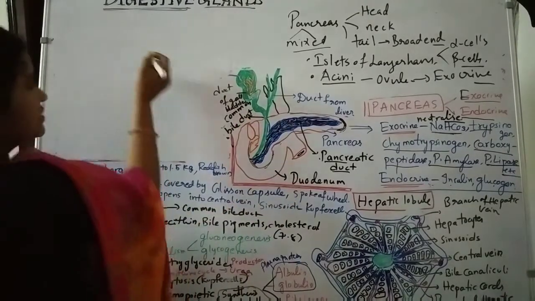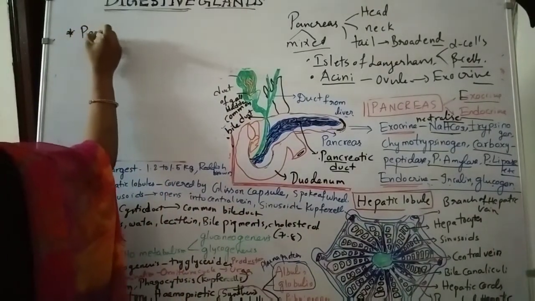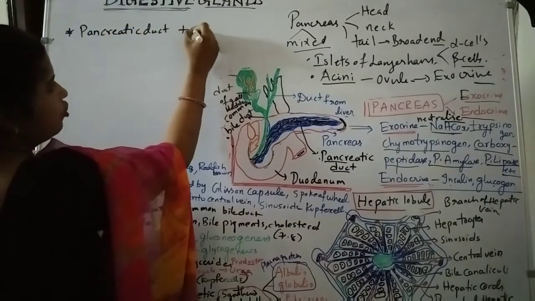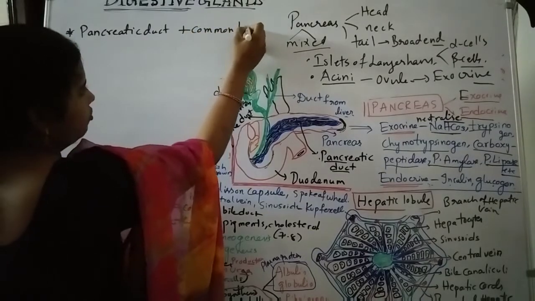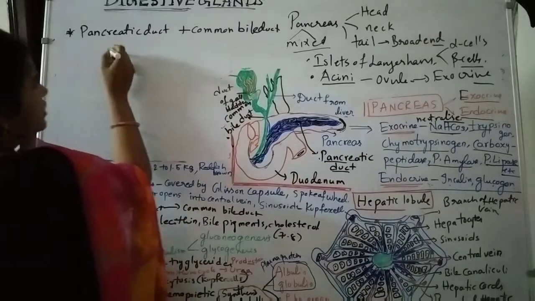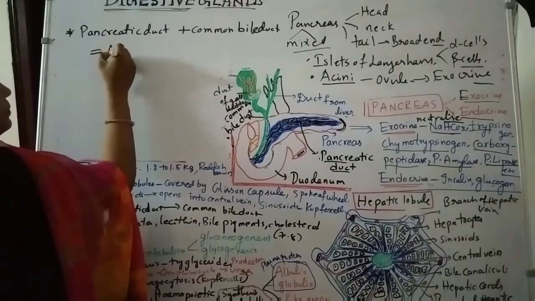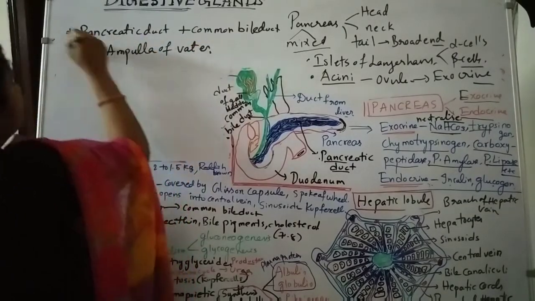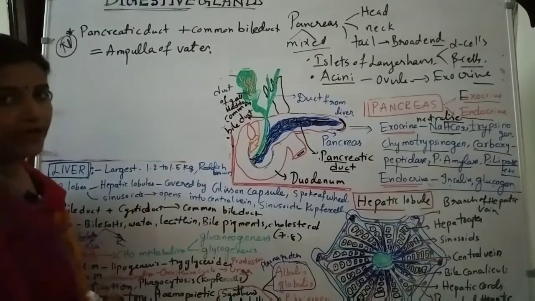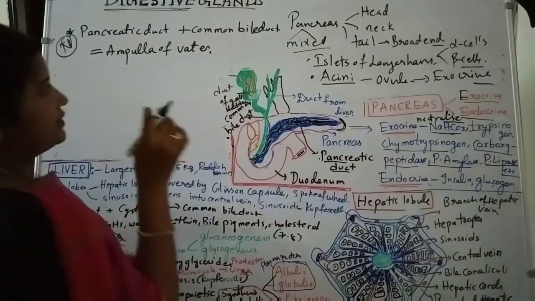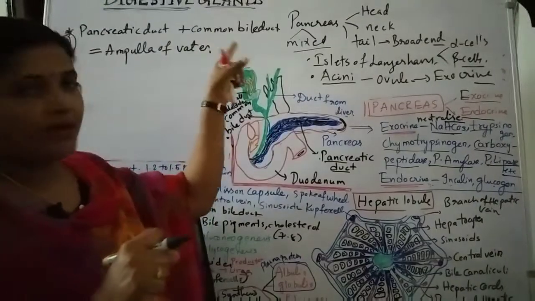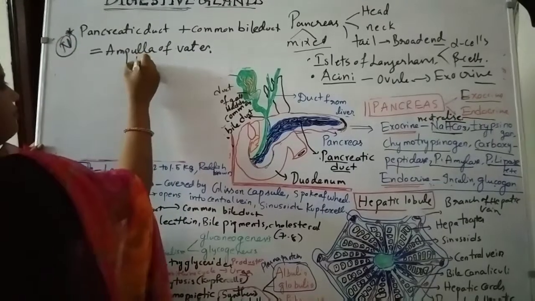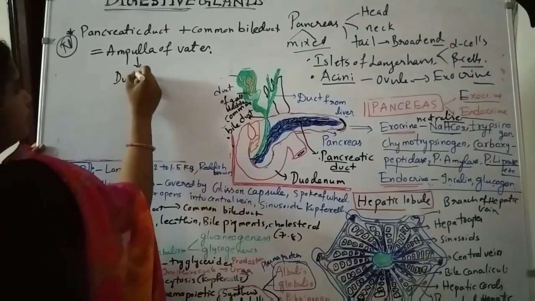So here we have a point, see, this side I am writing. The pancreatic duct combines with the common bile duct, so together it forms what? The ampulla of Vater. Very important point, here we may get a NEET question. The pancreatic duct joins with the common bile duct of the liver and forms the ampulla of Vater, and this ampulla of Vater opens into the duodenum part.